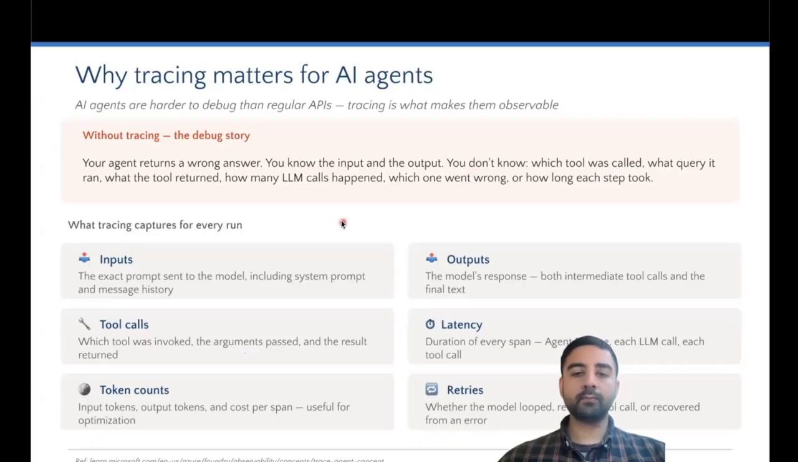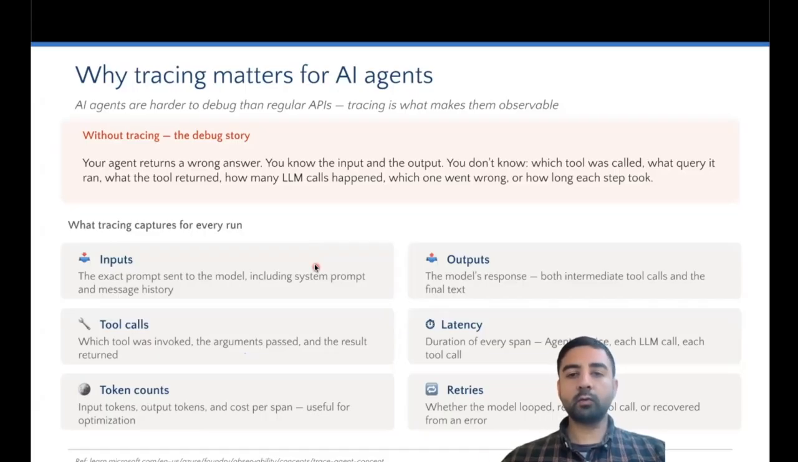And without tracing, when something goes wrong, you are working backwards from the wrong answer with no visibility into what happened in between. So that's not a debugging workflow, it's more of a guessing game. Tracing fixes that. Every time your agent handles a request, Foundry captures the full execution trace: the exact prompt sent to the model, the model responses, every tool call with its arguments and results, the latency of every step, the tokens per span, and whether any retries happened or not.